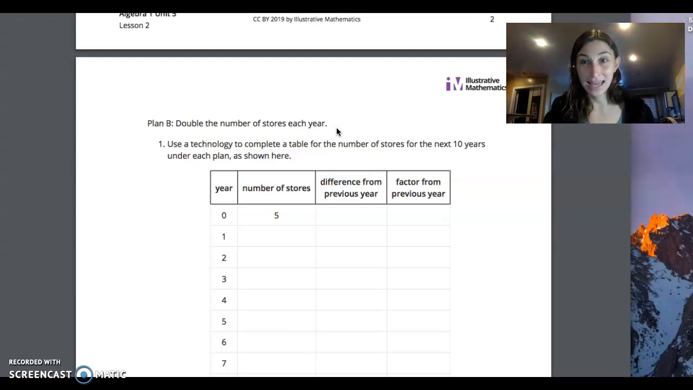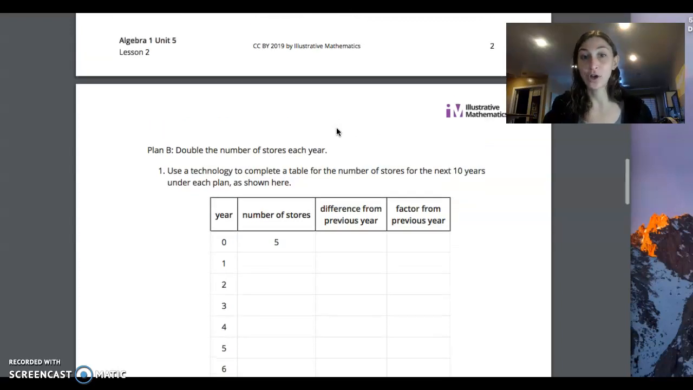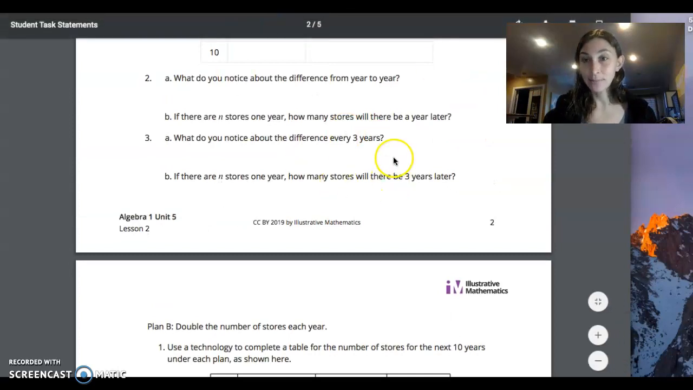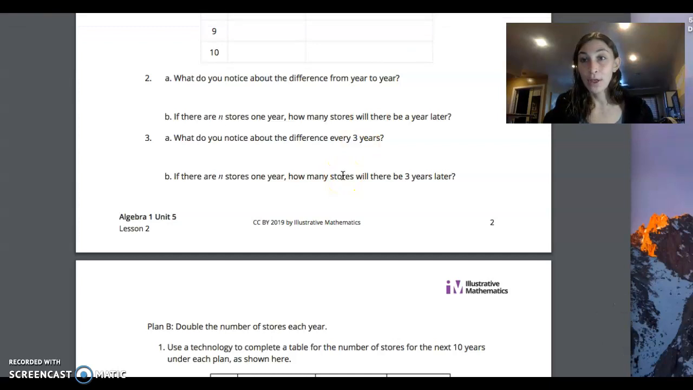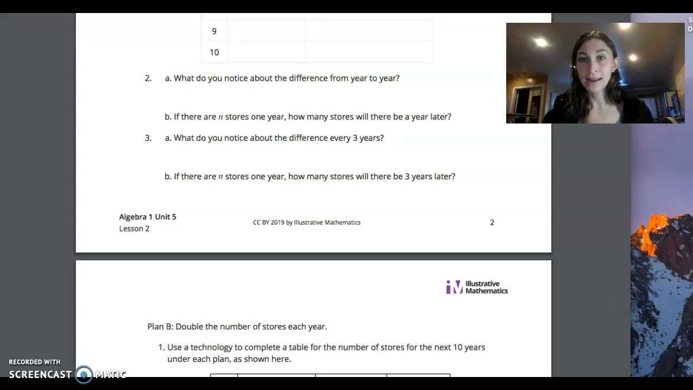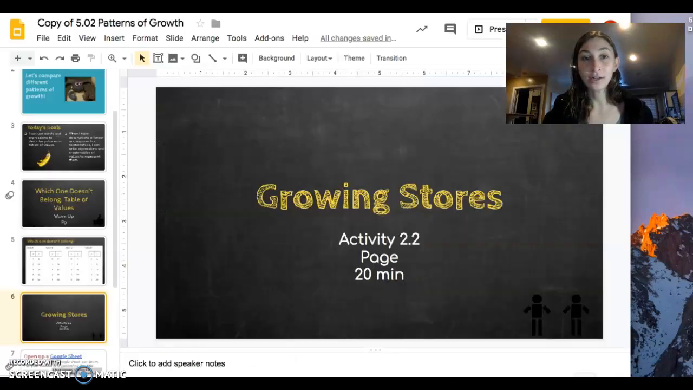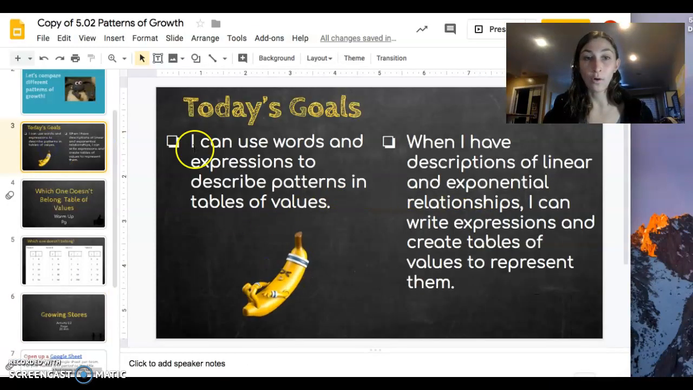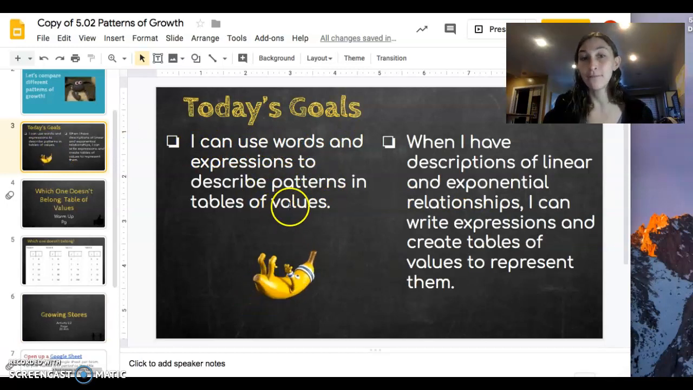Because today, Tuesday, is a very short period, after this lesson, after the warm-up, after going and investigating these tables, every day the students get an exit ticket. And I actually grade their exit ticket. I'm going to show it to you in one second, but it covered this goal: I can use words and expressions to describe patterns in table of values.